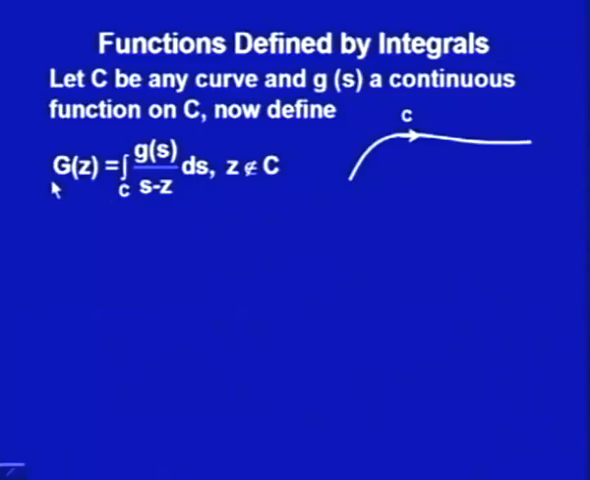And now I am defining one more function, capital G, at a point z which is not on C, that is any other point here z I am taking, and I am defining the function at this point using the function on this path, integral of this. So, we are saying it is g(s) upon (s minus z) ds on this path integral for any z which is not in C.